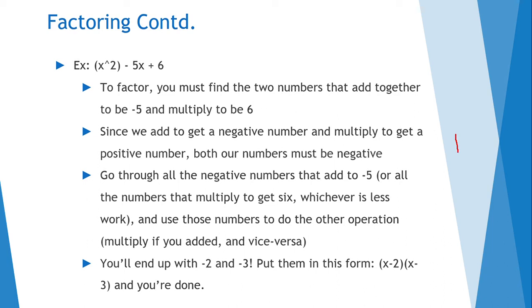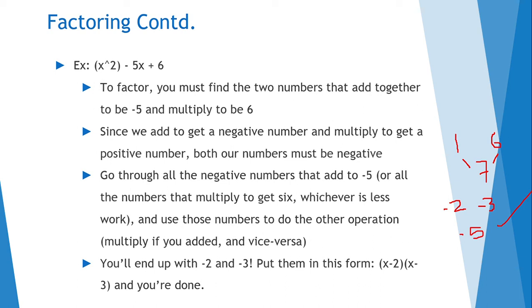So we have 1 and 6 as our first pair. We can see that they add together to get 7, so we know that that pair is not going to work. We also have 2 and 3. If we add them together, we get 5. So that pair seems to work if the 2 and 3 are negative, so that it abides by the add together to get -5 and multiply to be 6 rule. So -2 and -3 should be our factors.